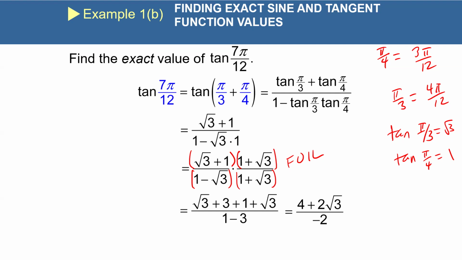Is this fully simplified? No. Why not, Johnny? Everything can be divided by 2. So we're going to divide every term by 2. And when we divide every term by 2, this is what we come down to: 2 minus the square root of 3. So when it says simplest form, this is what it means as your result.